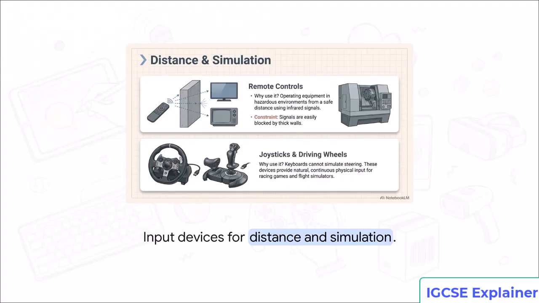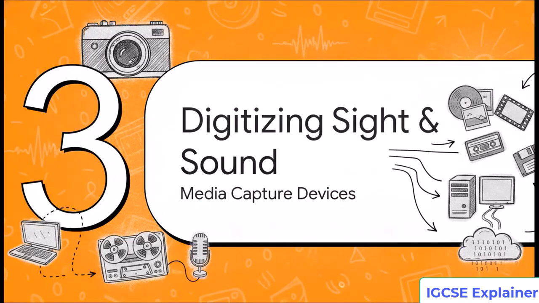And for simulations, standard keyboards just fail completely. You cannot simulate steering a car by pressing an arrow key. Joysticks and driving wheels provide natural, continuous physical input, creating a bridge that perfectly mimics real-world physics for racing games and flight simulators. Okay, moving on to Section 3, digitizing sight and sound.